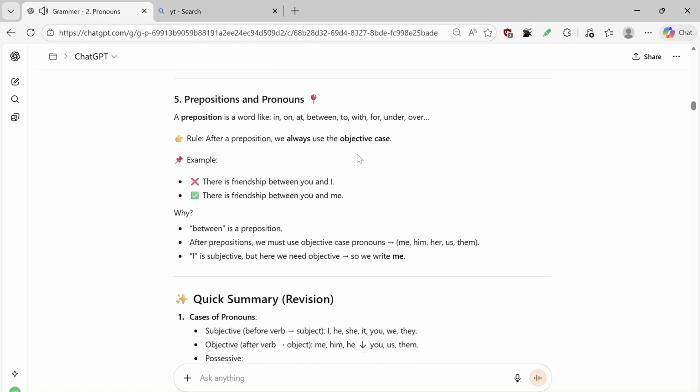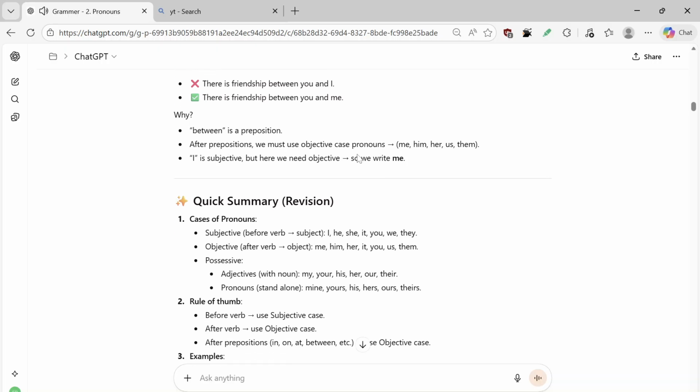5. Prepositions and pronouns. A preposition is a word like in, on, at, between, to, with, for, under, over. Rule: after a preposition, we always use the objective case. Example: There is friendship between you and I. There is friendship between you and me. Why? Between is a preposition. After prepositions, we must use objective case pronouns: me, him, her, us, them. I is subjective, but here we need objective, so we write me.